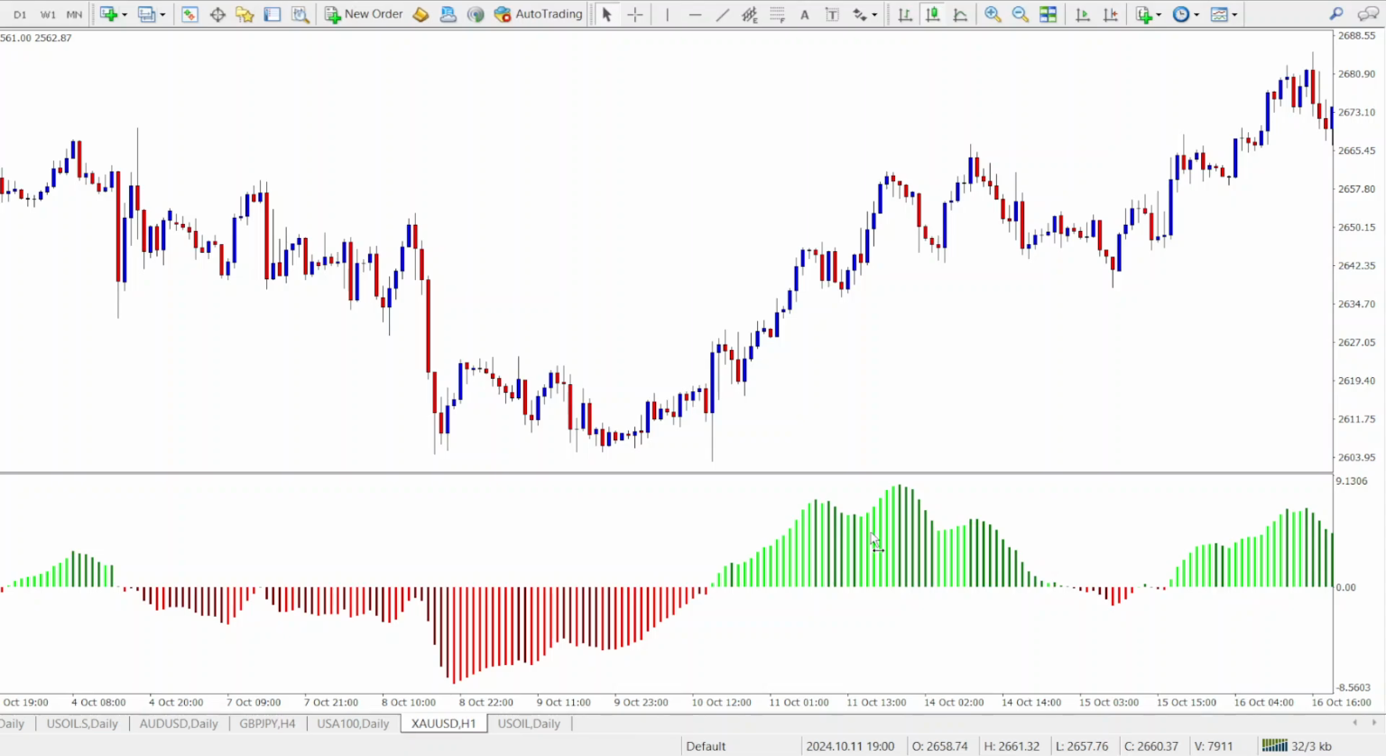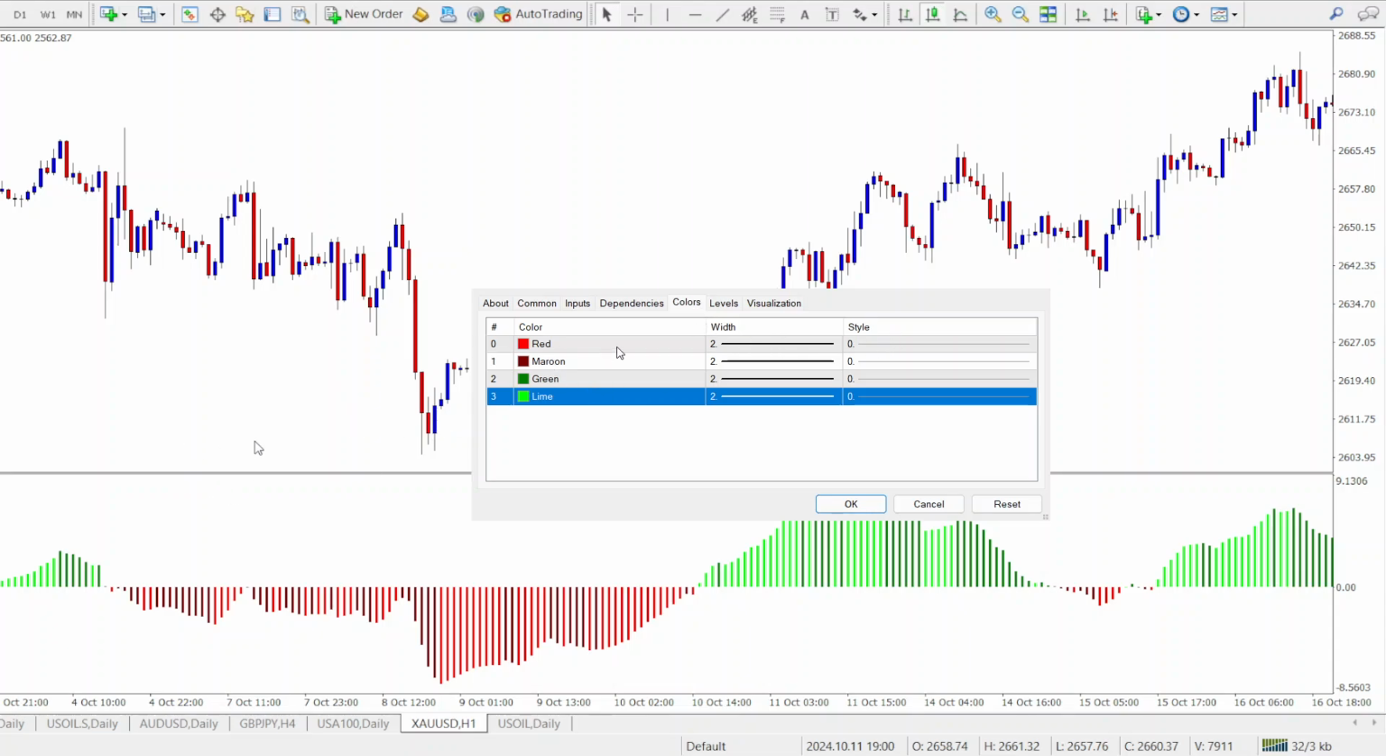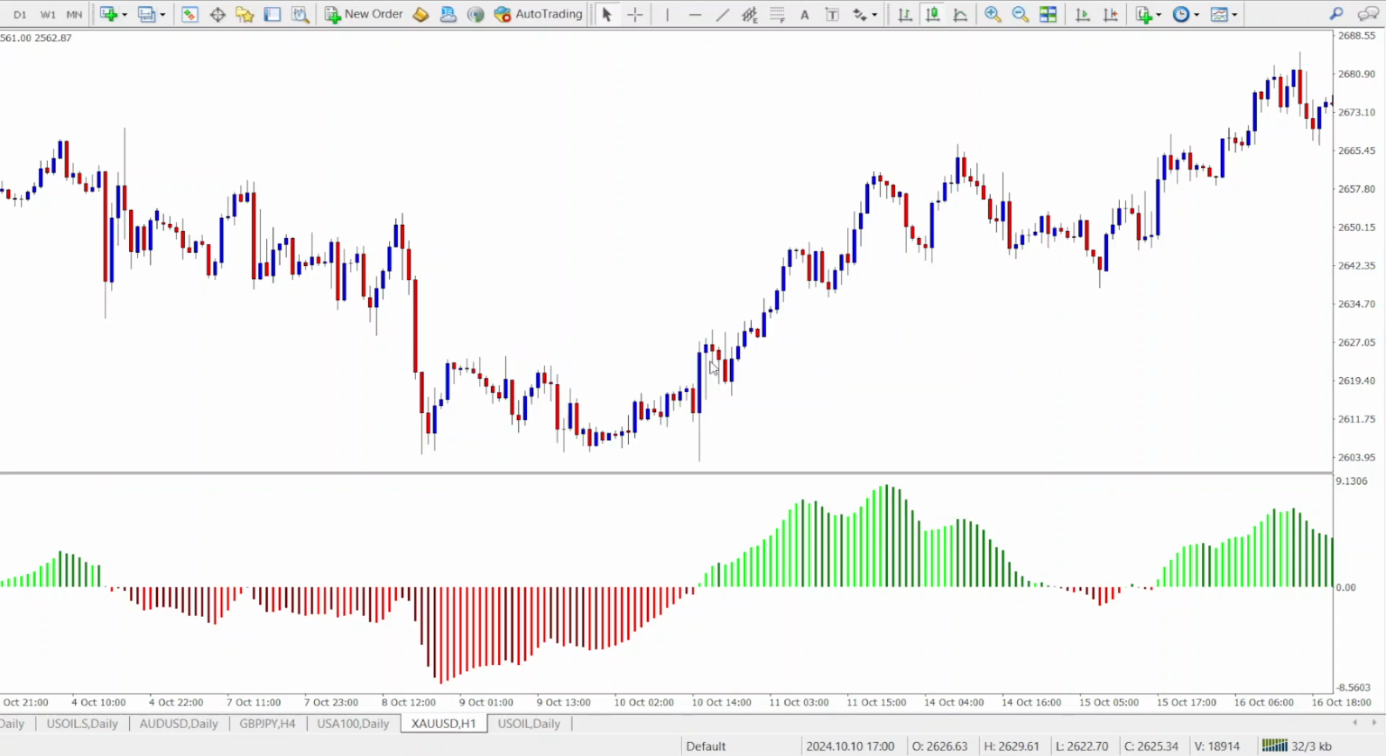Let's view the colors now. We can see that we have a red color, we have a maroon color, we have a green color, and we have a lime color. Now when you notice a lime color form, a lime color shows that we have a buy signal, right? But when you have a green color, this darker color, it shows an increase in momentum. Or I'd say an increase in volatility.